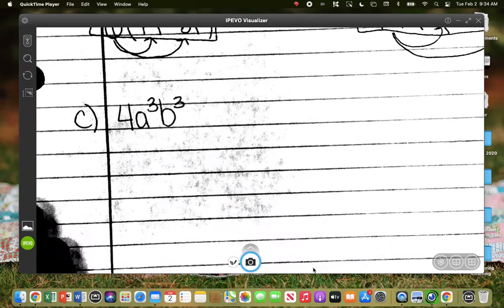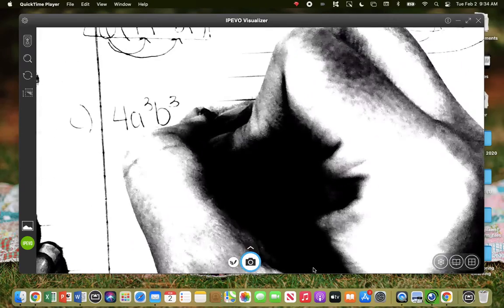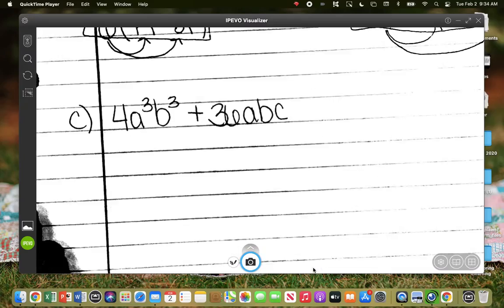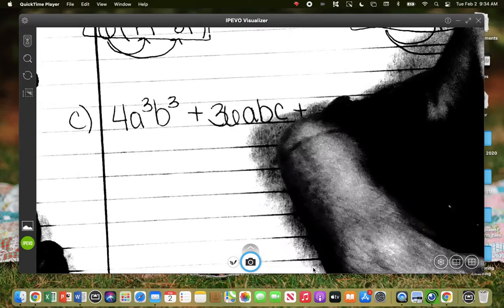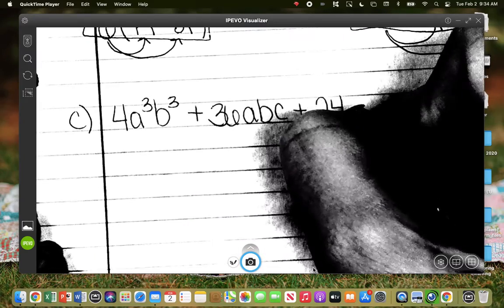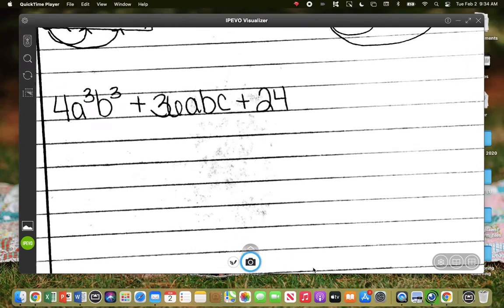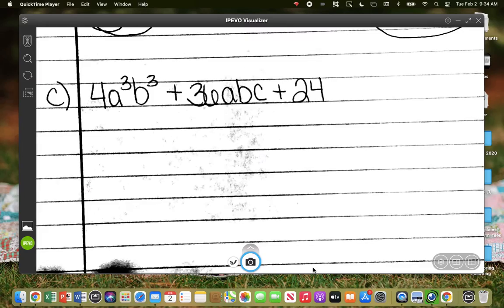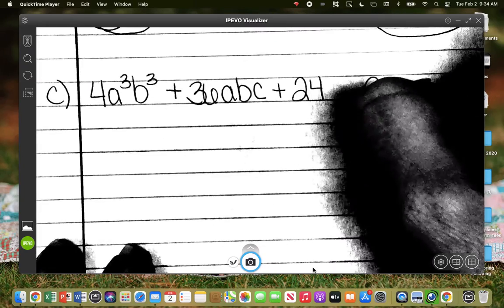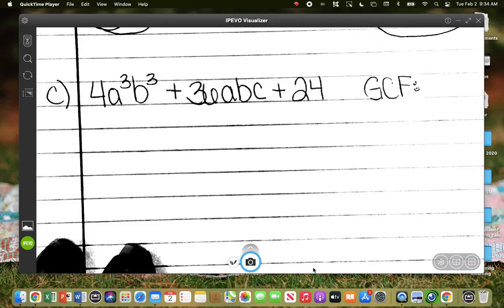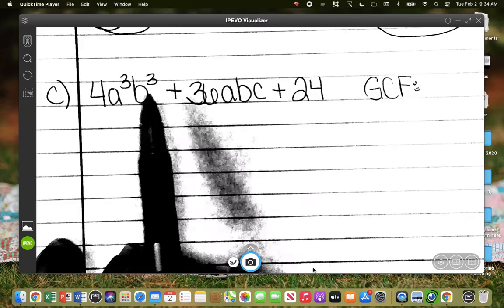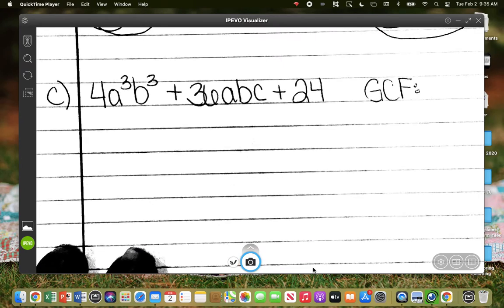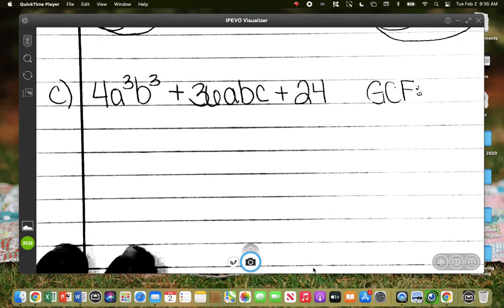For a cubed b cubed plus 36 abc plus 24. All right, so we want to find the greatest common factor first. So the first thing we have to ask ourselves, with the numbers, we have a 4, a 36, and a 24. What's the largest number I could divide all three by?